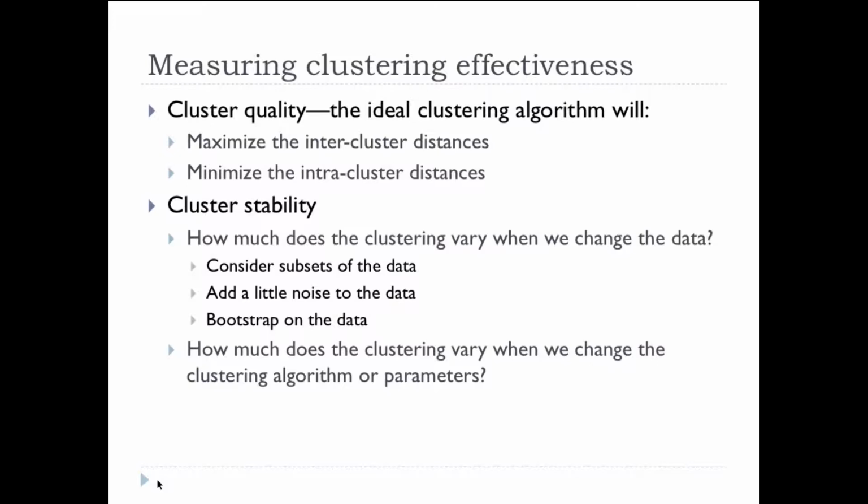We can also ask how stable is the cluster? If we do the clustering again, but we change things just slightly, do we get the same result? So if we consider just subsets of the data, subsets of the genes, or if we're clustering genes, subsets of the samples, do we get the same clustering when we apply the algorithm again? We add a little noise to the data. How much does that change things? If adding just a teeny bit of noise significantly alters our clusters, then our clustering might not be terribly biologically relevant.